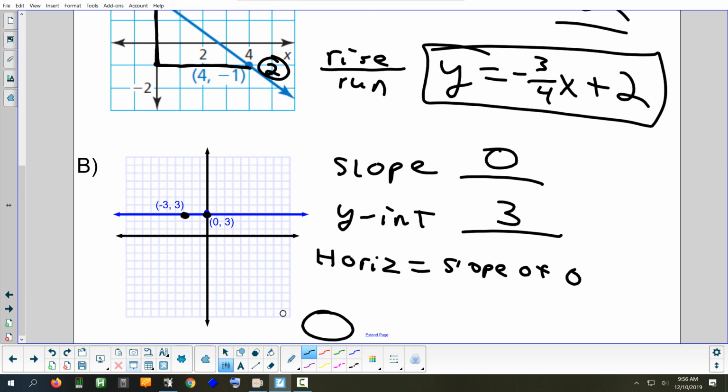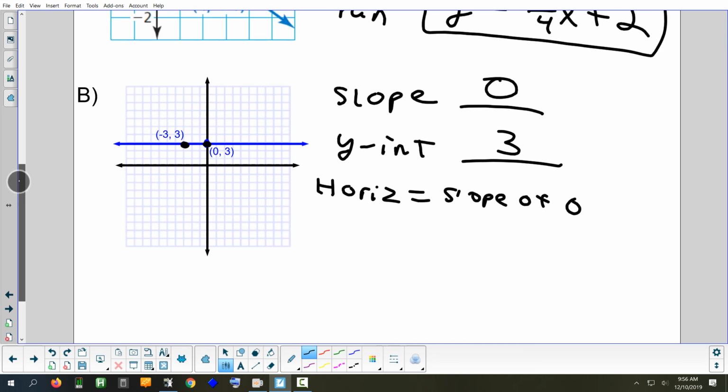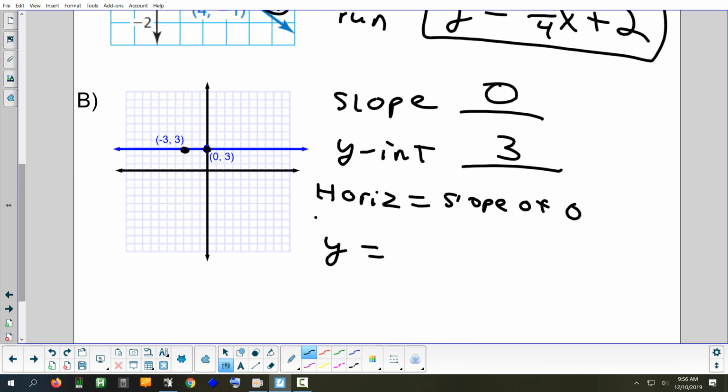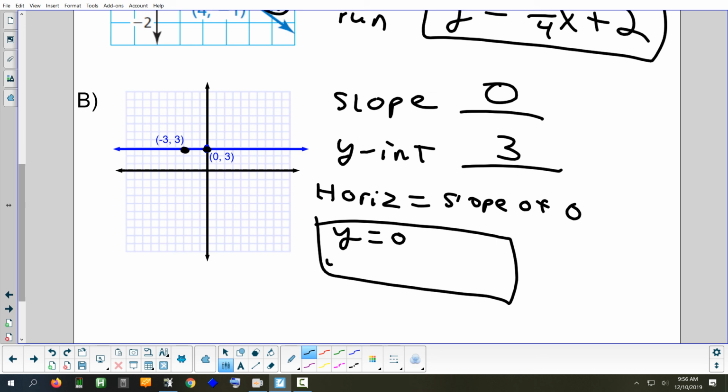Okay, so now you could give me my final answer for the equation of that line. Y equals 0x plus 3. All right, so we could write y equals 0x plus 3. And now, can anybody simplify that a little bit for me? Well, what's 0 times anything? 0. So what happens to the 0x? It's gone. So really, it's just y equals 3.